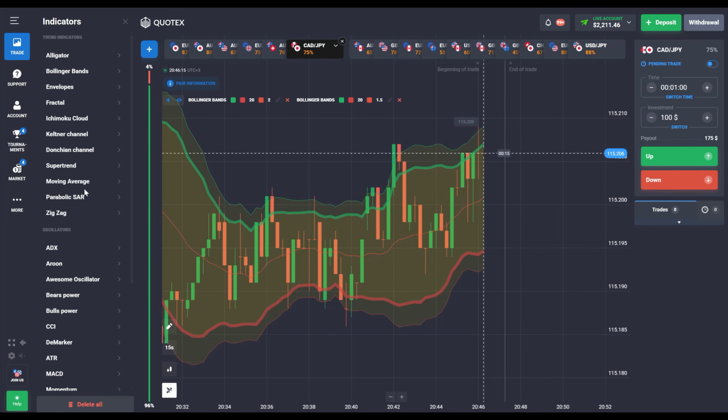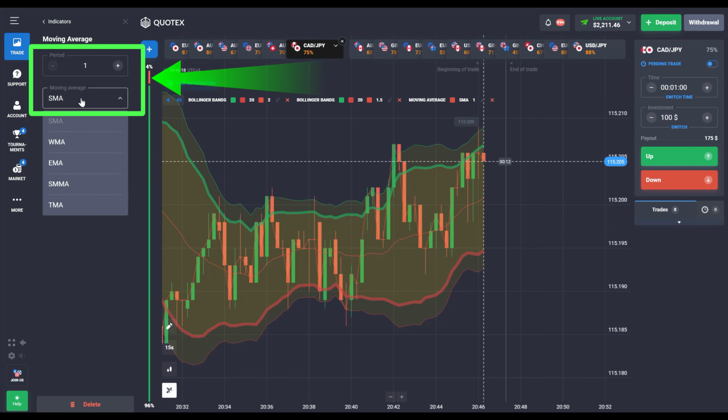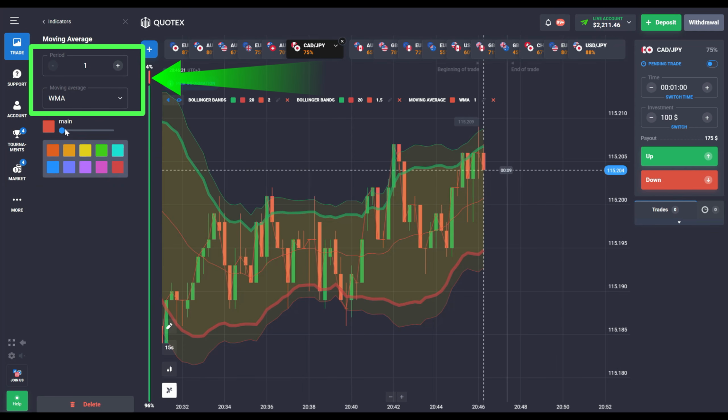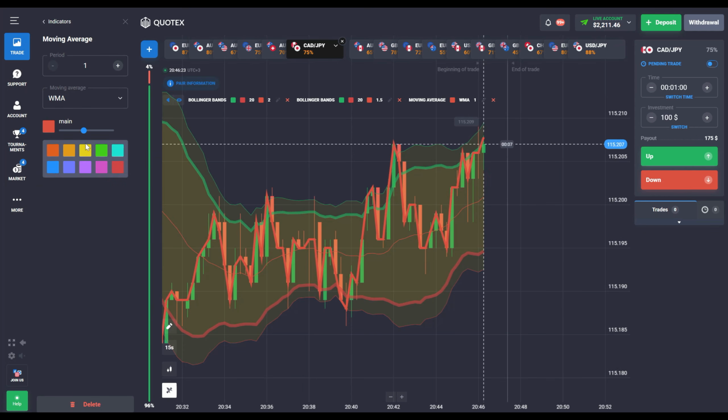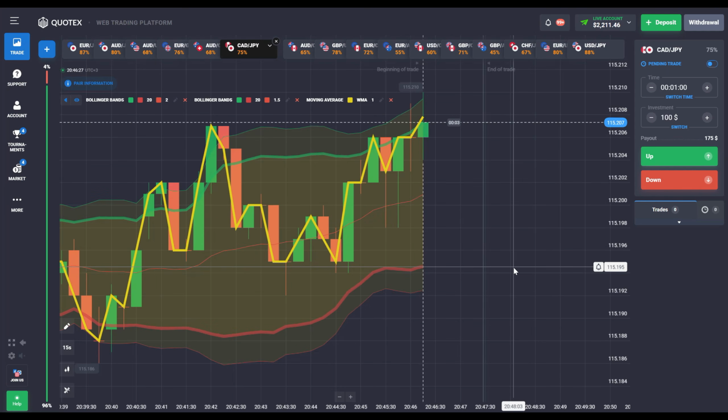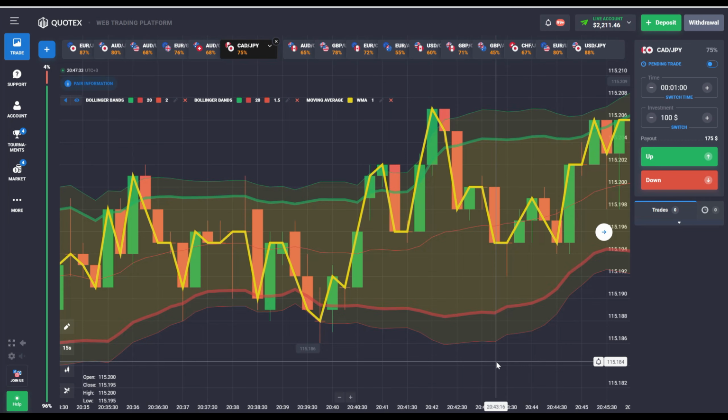We also need the moving average indicator with a period of 1 and the WMA calculation method. You can also increase the thickness of the line slightly and change its color to your preference. Once you have done that, our workspace is now fully ready for trading.